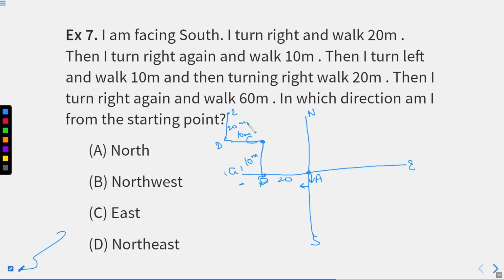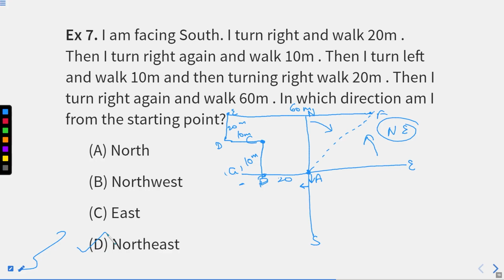And then I turn right again and walk 60 meters. So you can see, if we walk 60 meters, he'll reach here at point F. The distance is 60 meters. In which direction am I from the starting position now? You can see that from point A to point F, he is moving in this direction. So this direction is a combination of which directions? North as well as east. So the direction that we consider is northeast. We have already done this part, right? So option D will be the answer.